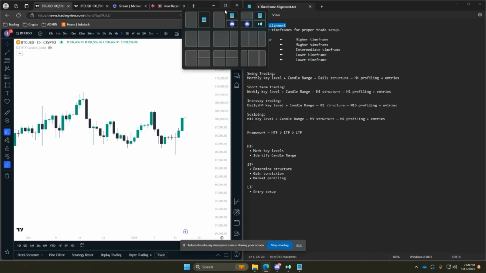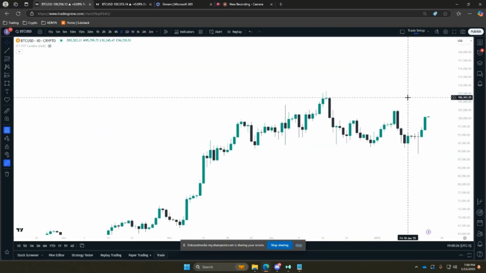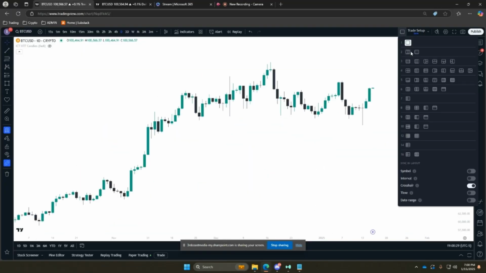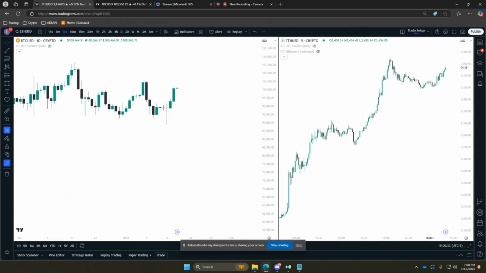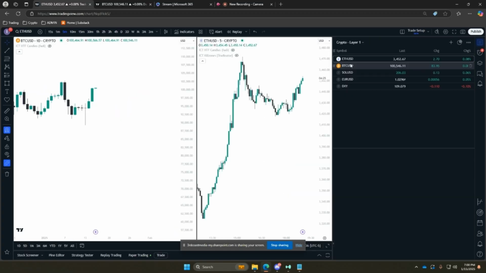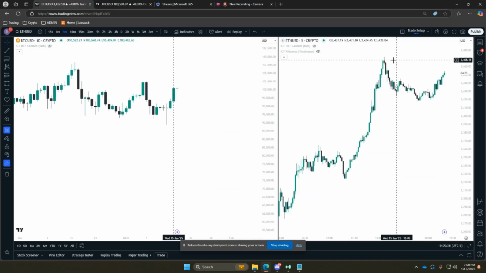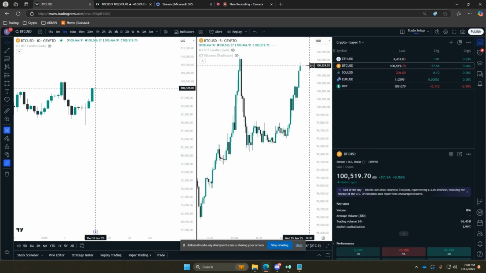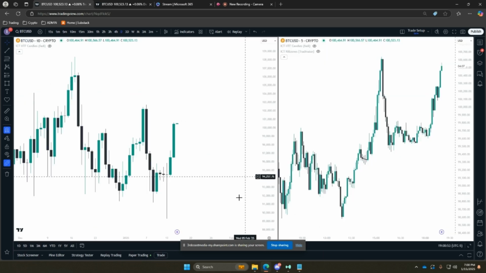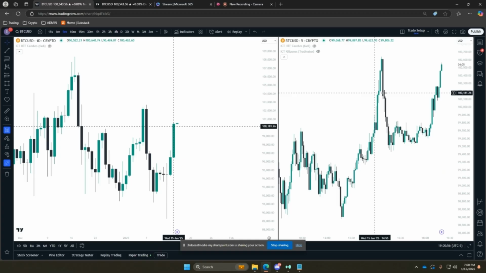So if we go full screen on the chart, for example, we can look at the same asset. If I'm in TradingView, I can open this up right here and I can make a watch list with certain coins. So if I choose Bitcoin and I have Bitcoin open as well, I can see two different time frames, but for the same coin.